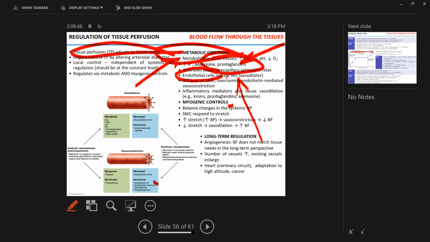Myogenic. When a blood vessel stretches, it responds with a constriction. That's it. Does that make sense? And when stretch is relieved, say, imagine now, how does it work? Think about this. If blood pressure, that's a great example. Blood pressure goes up, systemic blood pressure goes up. What happens to the systemic blood flow?